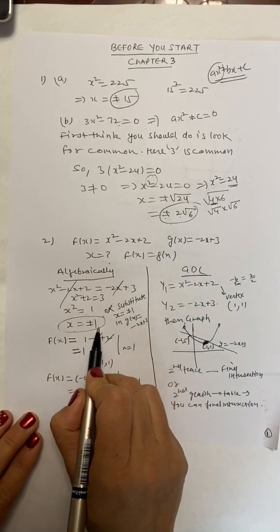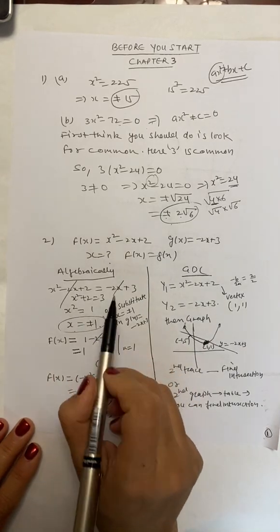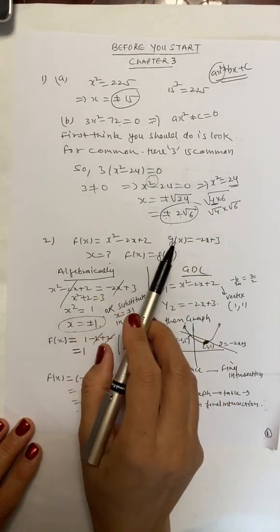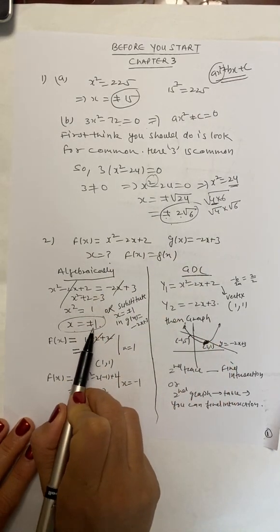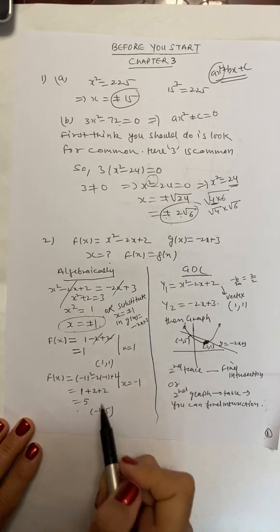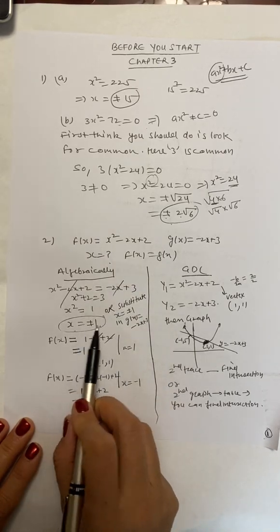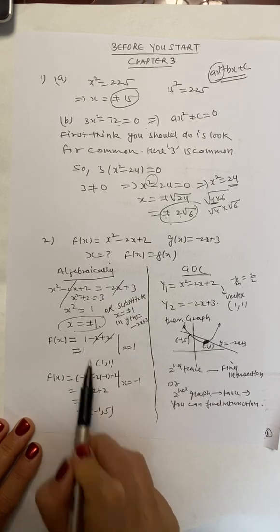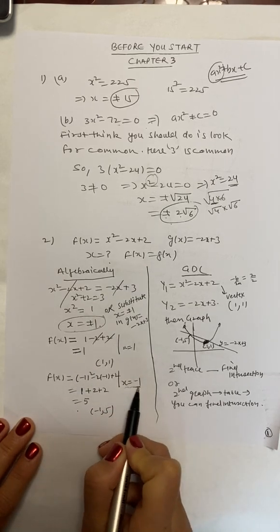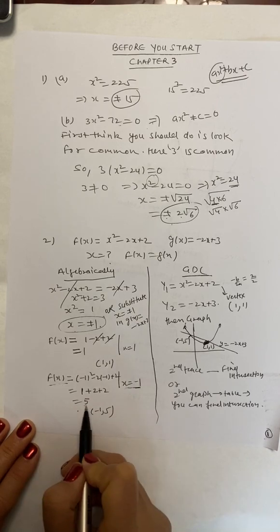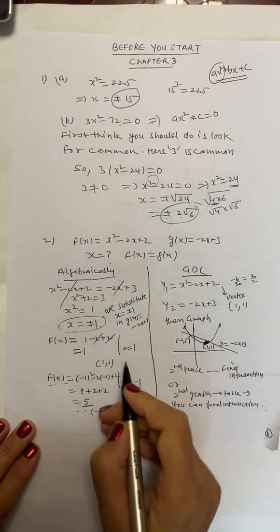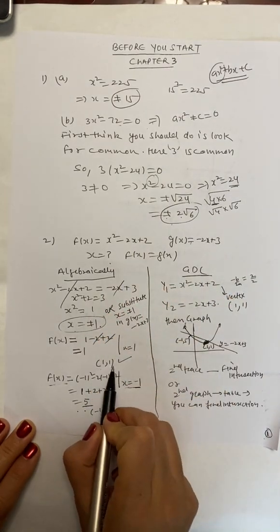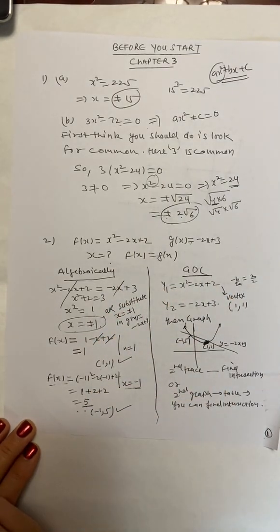Now you can substitute this plus minus 1 either in f of x or g of x, and this will give you the y coordinate for x is equal to 1 and x is equal to negative 1. So when I substituted x is equal to 1 in f of x, I got f of x is 1. And when I substituted x is negative 1 in f of x, the value which we got is 5. So the points where these two graphs intersect are (1, 1) and (negative 1, 5).